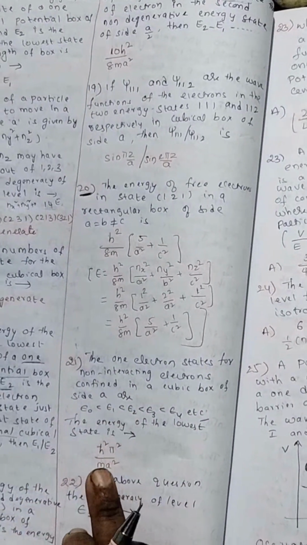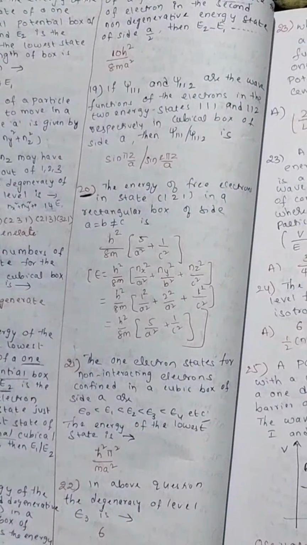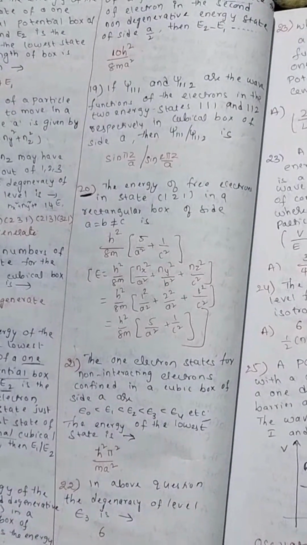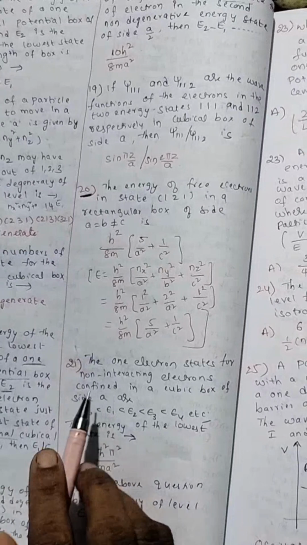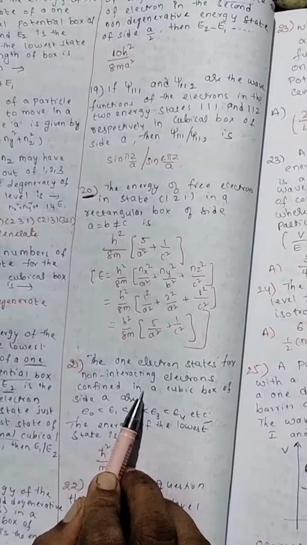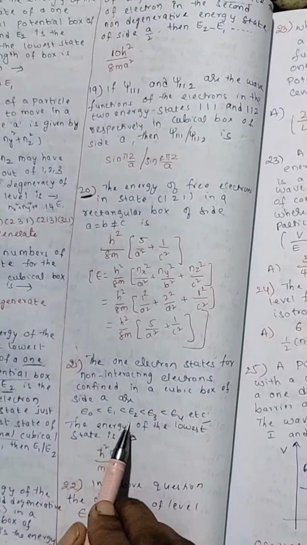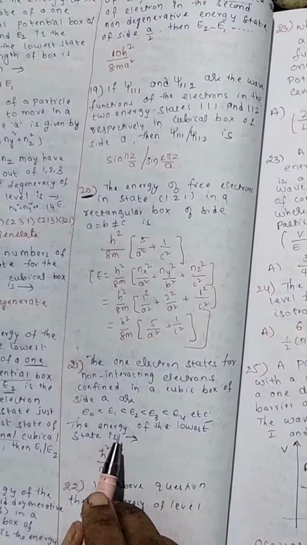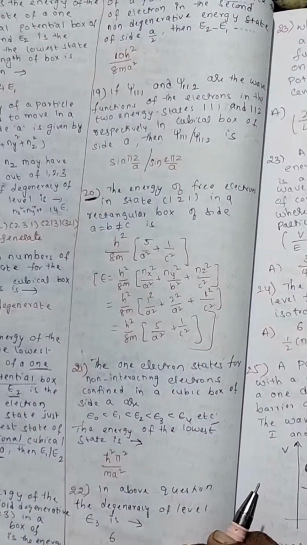Now next, let us move to the next question. The one electron states of non-interacting electrons confined in a cubic box of side a are epsilon 0 less than epsilon 1 less than epsilon 2 less than epsilon 3 less than epsilon 4 etc. The energy of lowest state. Right? The energy of lowest state.